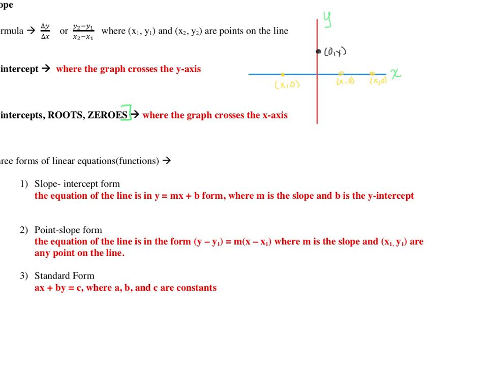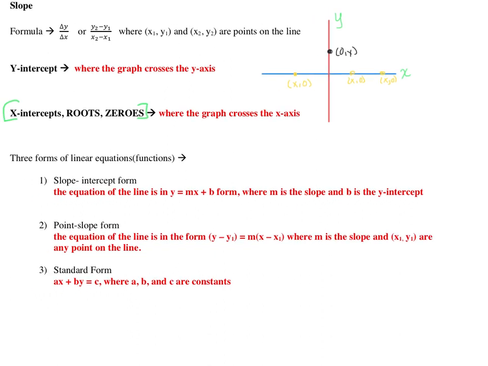Standard form, this one's just the annoying one. It's only really helpful to help you find your x and y intercepts, which we'll go over eventually, but it's basically where a, b, and c are constants. So it just sort of looks like a mess. Whenever we're given an equation in standard form, what we typically do is we try to get it into slope-intercept form so we can find out what our slope is.